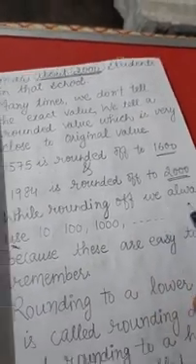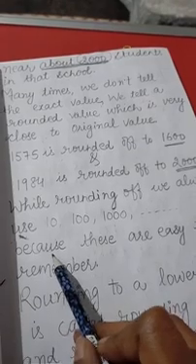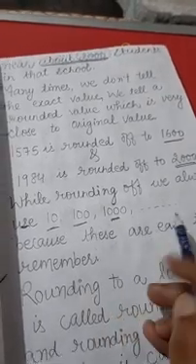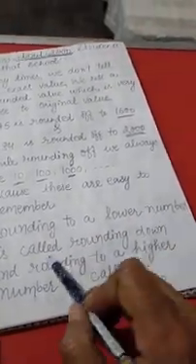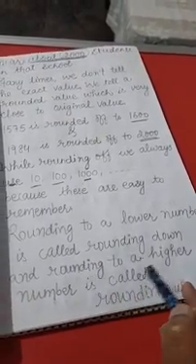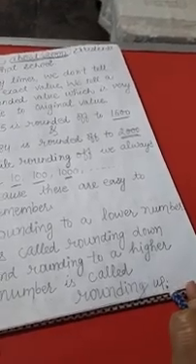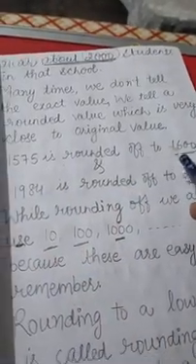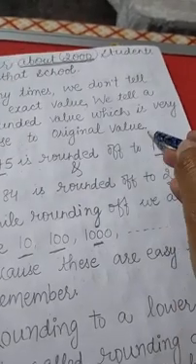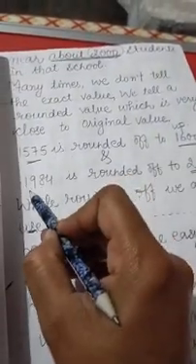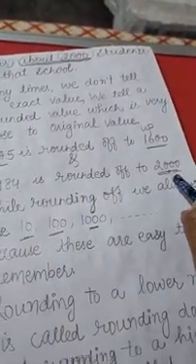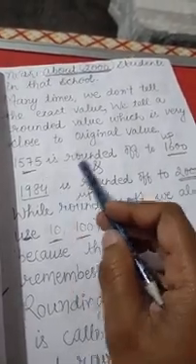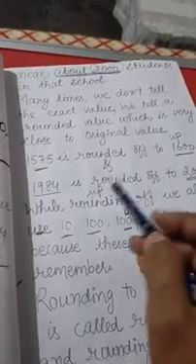While rounding off, we always use 10, 100, 1000. Why? Because these are easy to remember. Rounding to a lower number is called rounding down, and rounding to a higher number is called rounding up. You can see here 1575 is rounded off to 1600, meaning the value increased. That is why it will be called rounding up. Here again 1984 was there and it rounded to 2000, it increased, that's why it will also be called rounding up. Sometimes when the value decreases, coming down, then we will say rounding down.